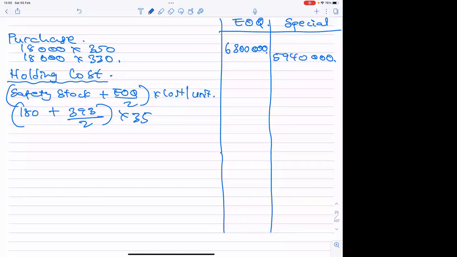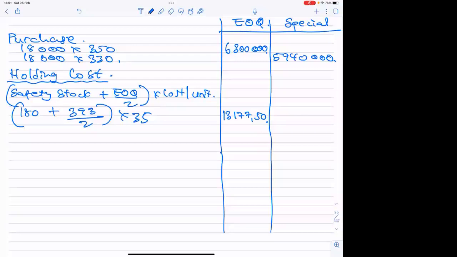How much are we getting? 13,177.50. Do you understand? We now have our holding cost.